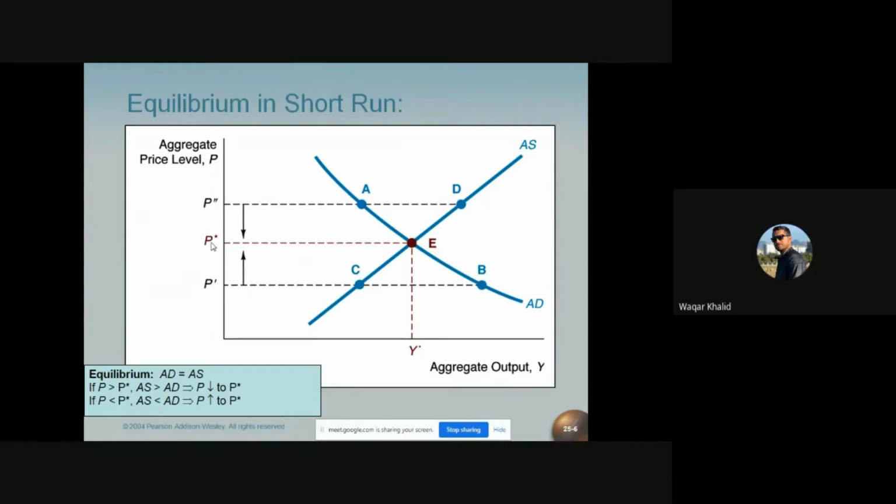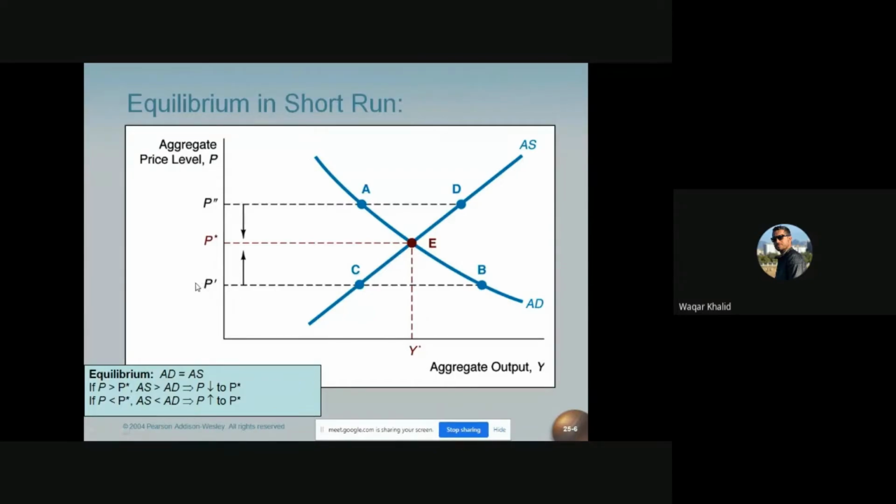This decline in the price level will continue until it has reached its equilibrium level of P star at point E. So this fall in the aggregate price level will continue until we reach P star, moving from points A and D to point E. Now look at the reverse case.